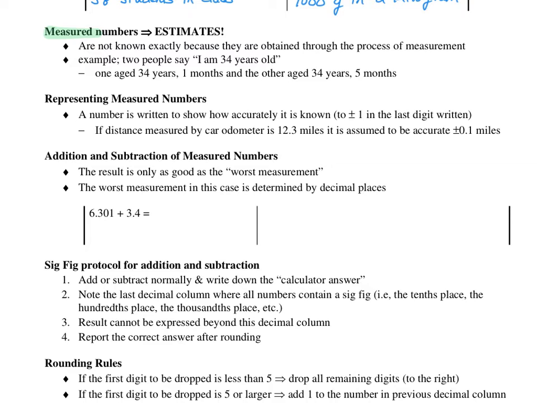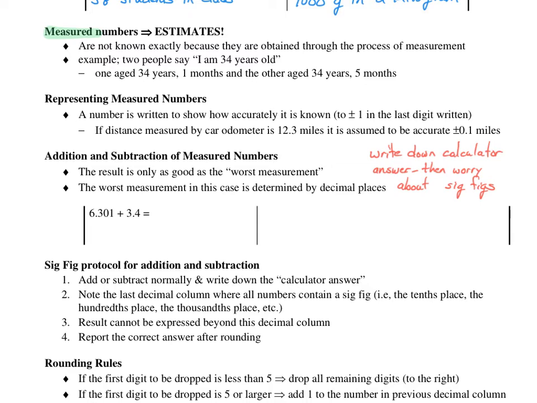In doing calculations with measured numbers, we need to recognize that the relative uncertainty of these numbers going into the calculation is going to affect the quality of our result. In these calculations, the result is only as good as the worst measurement. And in addition and subtraction, the worst measurement is determined by decimal places. Throughout the semester, we're going to follow the same protocol. You first write down the calculator answer, then go back and worry about the sig figs.